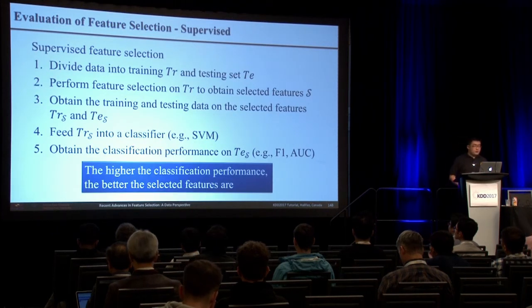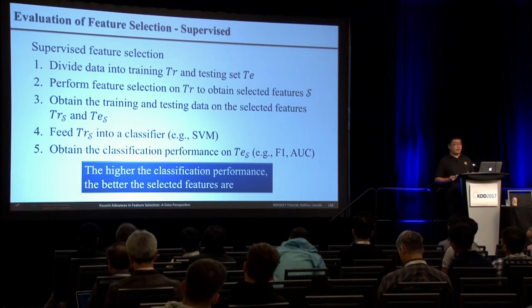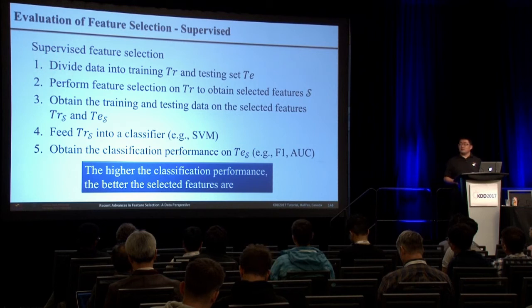And here we talk about how to evaluate the supervised method. For supervised feature selection, in the very first step, we divide the data into the training set and the testing set. Then we perform the feature selection on the training set to obtain the selected features.